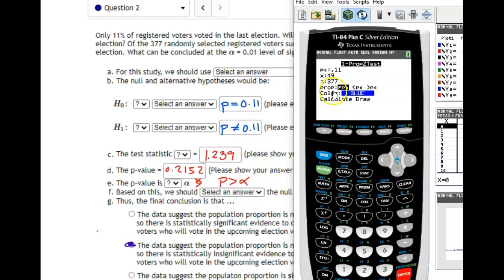Then we choose the alternate hypothesis is different, so not equal to p0. And then we calculate. And we get z is 1.239, p is 0.2152. All right, same as with StatCrunch.